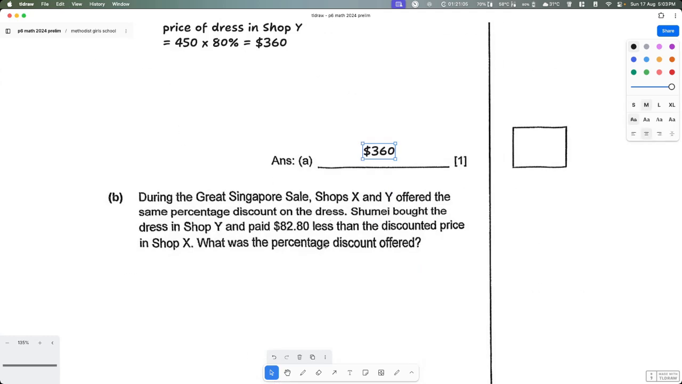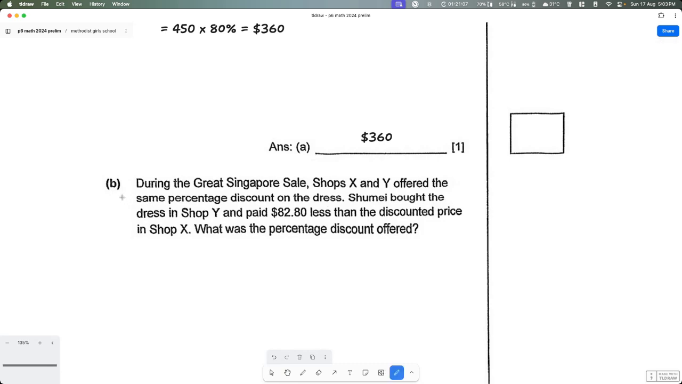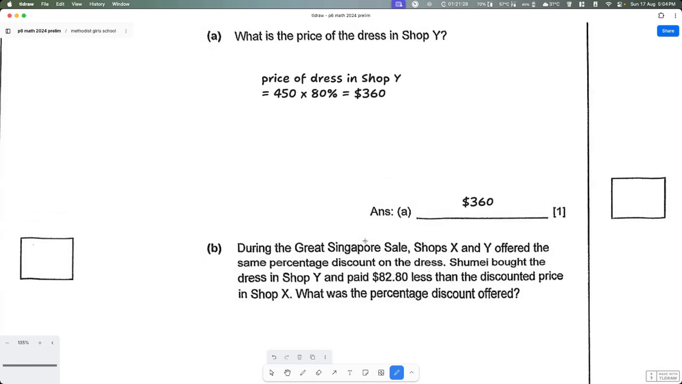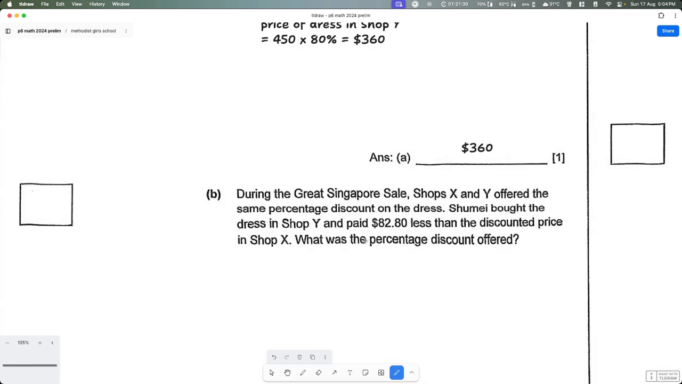All right, let's move to part B. During the Great Singapore Sale, Shop X and Y offered the same percentage discount on the dress. Shumi bought the dress in Shop Y and paid $82.80 less than the discounted price in Shop X. What was the percentage discount offer? Okay, so we know that she bought the dress in Shop Y and paid $82.80 less than the discounted price in Shop X.